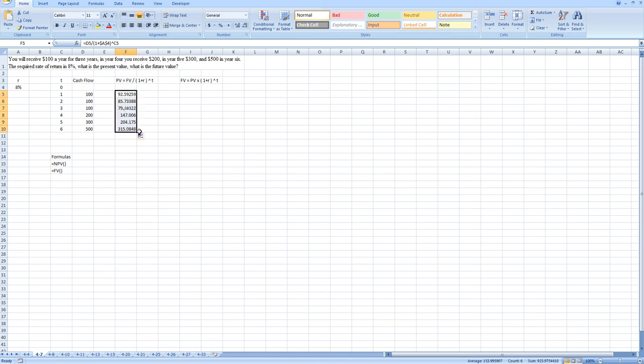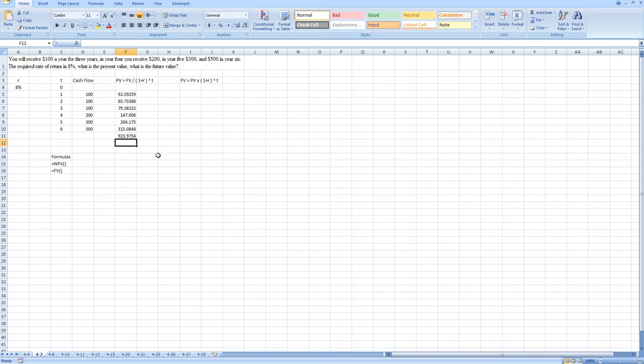We can then drag this formula down, and we notice that in year 2, our $100 is now only worth $85 and change today. And at the end of year 6, the $500 is actually only worth $315 today. We then sum these values to find the present value of all of the future cash flows, and we find that these cash flows have a present value of approximately $923.98.